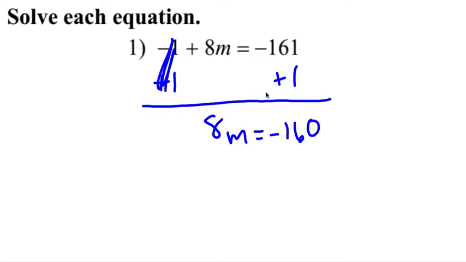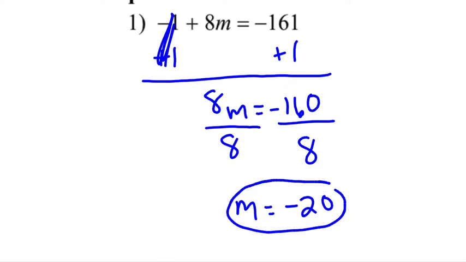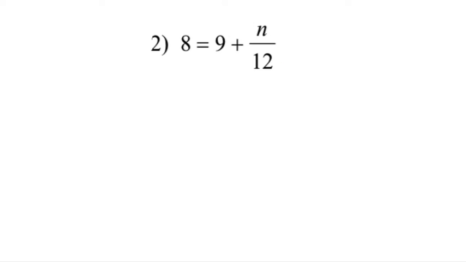Last step, we want to get m by itself, so that means moving this 8. It's being multiplied, so we do the opposite, and we divide. And again, you want to keep in mind that we're always trying to do the opposite when we're getting the m by itself. 8 divided by 8 is 1, so we have 1m. And -160 divided by 8 is -20. So there is your final answer for number 1. All right, let's keep going.